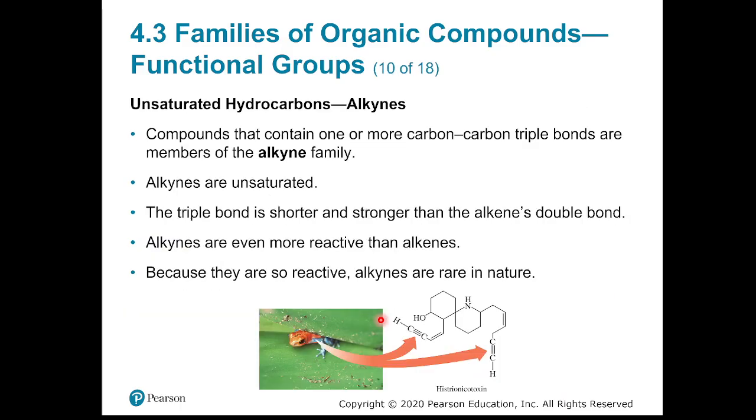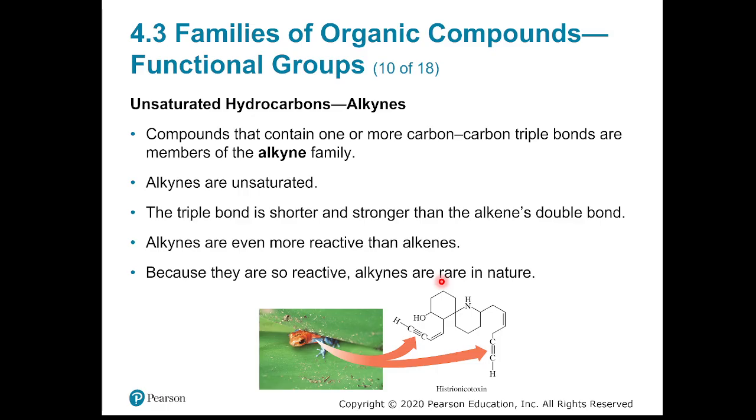So the compounds that contain one or more carbon-carbon triple bonds, this is an alkyne. And the alkynes are again going to be unsaturated because they have fewer hydrogens than they could possibly have. Okay. The triple bond is going to be shorter and stronger than the alkene's double bond. Your alkynes are going to be even more reactive than the alkenes. Now, because they're so reactive, you typically do not see alkynes in nature. They're actually pretty rare. You see alkenes quite a bit, actually.